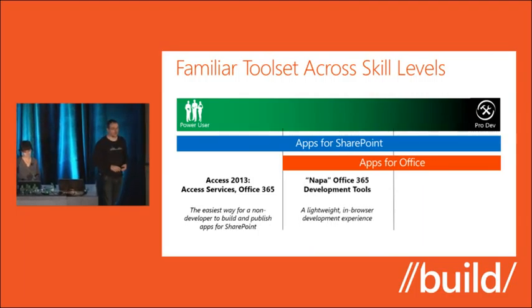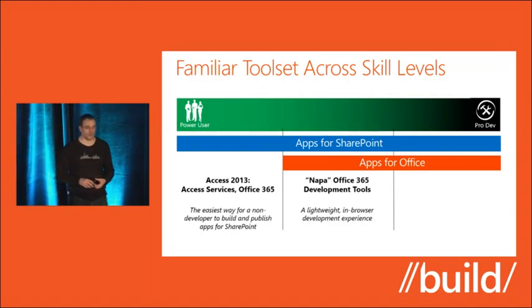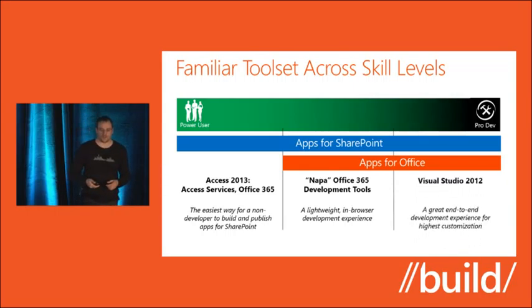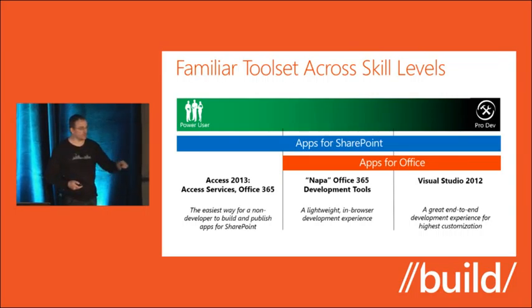We also introduced something called Napa, the Office 365 Developer Tools. It's a lightweight in-browser development experience. And it basically allows you, from the time you set up your developer site collection, to writing your app takes about 4 minutes, if not less. And when I say 4 minutes, I mean 4 minutes to where you're hitting F5 and something happens within SharePoint. And I'm going to demo that next. And obviously, our first-class experience with our great tooling with Visual Studio 2012, we have full support there. So the great thing is, I'll quickly show you in a little bit, I'll be able to take what I build in Napa, hit a button, and it opens up in Visual Studio 2012.